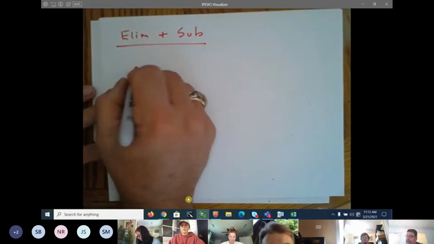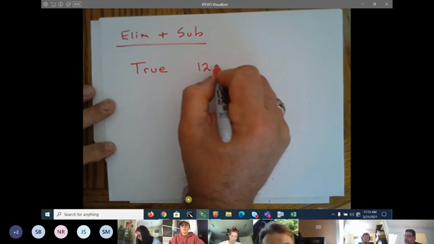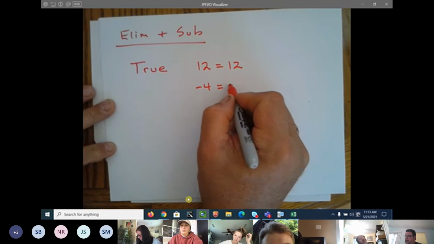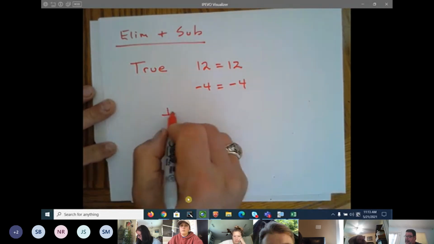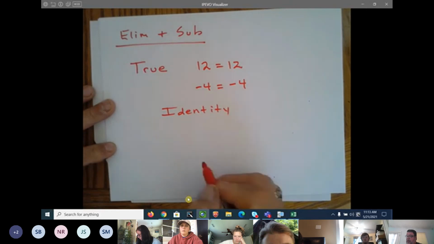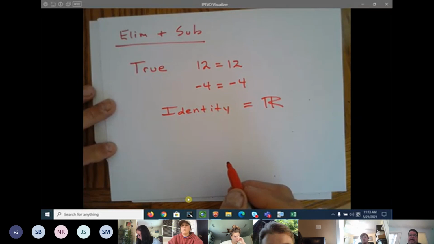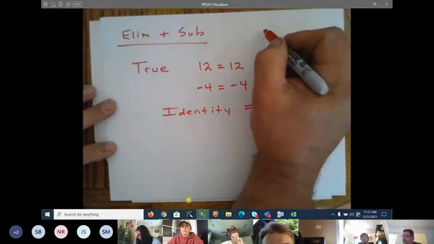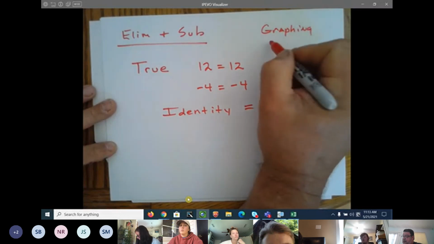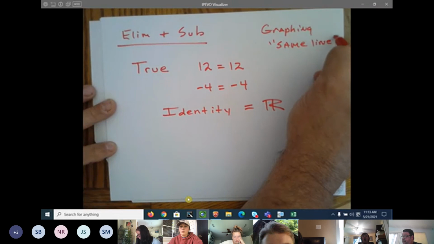If you have a true statement, meaning 12 is equal to 12, or -4 is equal to -4, this is called an identity. An identity is equal to all real numbers. That is the same as a graph. On your graphing, you have the same line. Did I tell you all this?